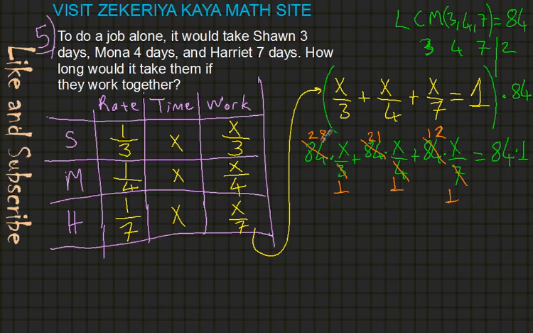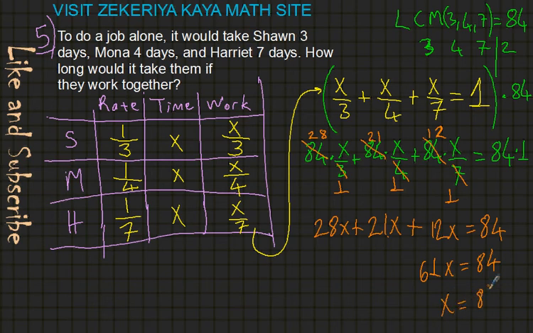Let's do the calculation. 28x plus 21x plus 12x over 1 will be 12x again. So 84 times 1 will be 84. I must add all of them right now. 8 plus 1, 9 plus 2, 11, I have 1, 2 plus 2, 4 plus 1, 5 plus 1 more, 6. 61x is equal to 84, so what is x? 84 over 61. This is the true result which you need to find at the end. Okay?